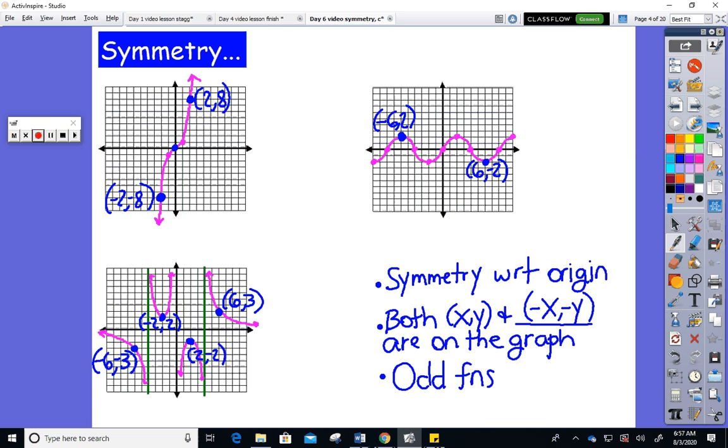So I like to say, look, what you wind up with is a symmetry with respect to the origin. You have opposite y's whenever you have opposite x's, and you have odd functions.